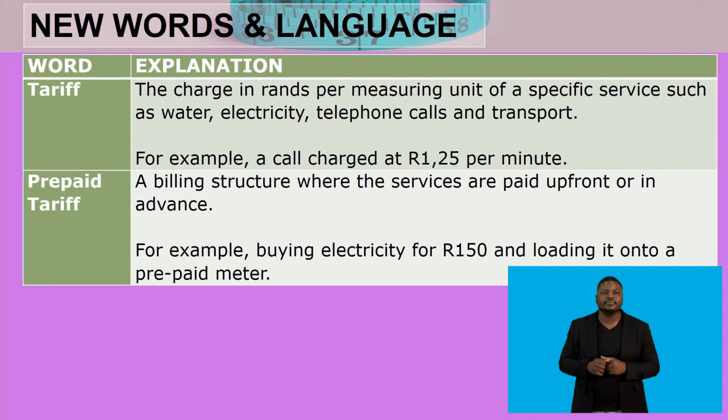Prepaid tariff. A prepaid tariff now, it's a billing structure where the services are paid upfront or in advance. For an example, buying electricity of 150 and loading it onto your prepaid meter. That says now this is the amount of money that you have for particular units that you will get to use. Another example would be when you recharge your phone with airtime and you want to make a call. You can't call first and then buy airtime. You have to buy airtime first and then make a call.